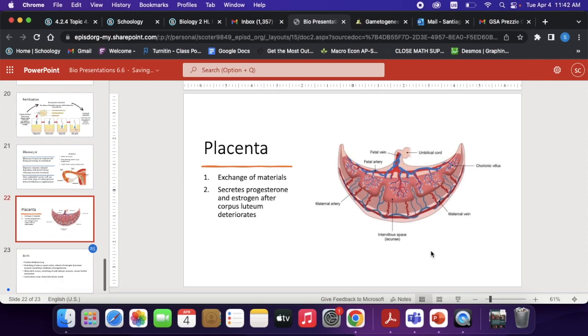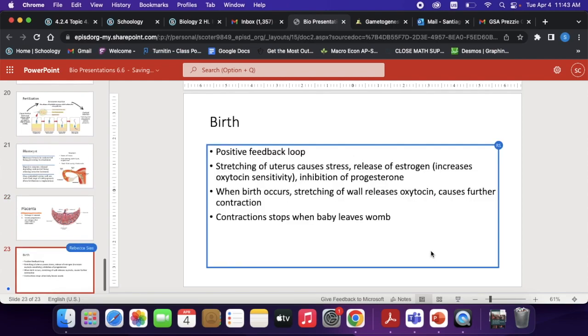The estrogen prepares the uterine muscles for contraction and also promotes the development of mammary glands. And then progesterone is responsible for maintaining the endometrial lining, so the baby can be protected.